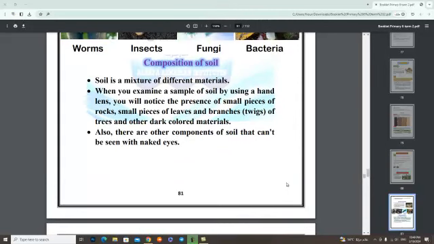But what is the composition of soil? Soil is a mixture of different materials. When you examine a sample of soil by using a hand lens, you will notice the presence of small pieces of rocks, small pieces of leaves, and branches of trees, and other dark-colored materials. Also, there are other components of soil that can't be seen by the naked eye.